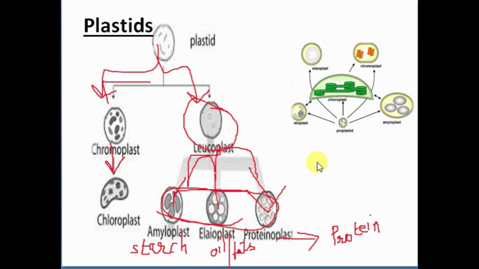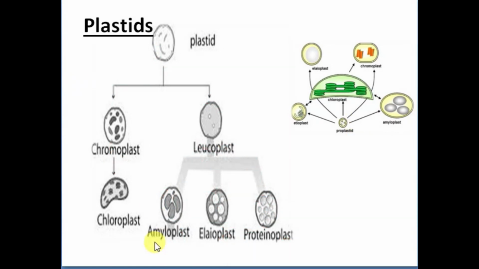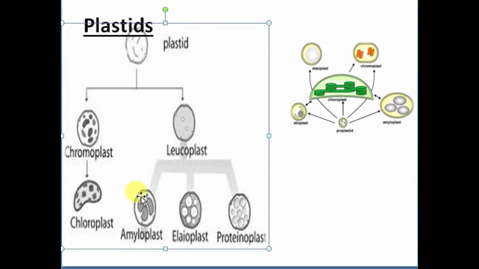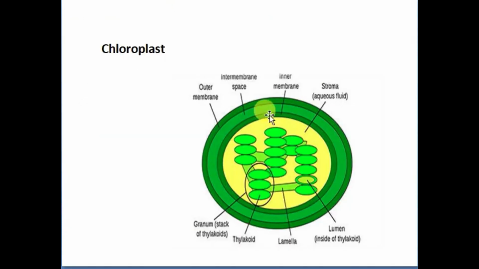We also have to discuss chloroplast. So we'll discuss chloroplast in this part. Chloroplast is something like this. This is the internal view of chloroplast. Chloroplast is also double membraned. Here we have the outer membrane and the inner membrane.